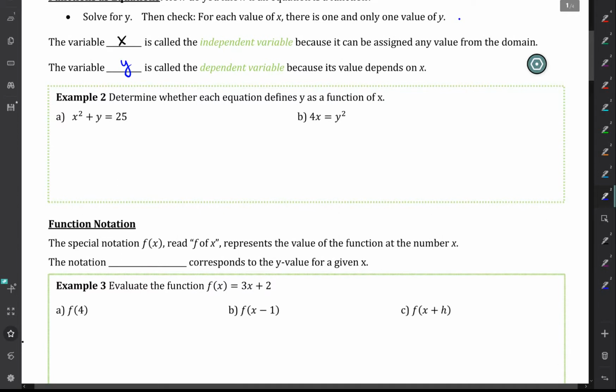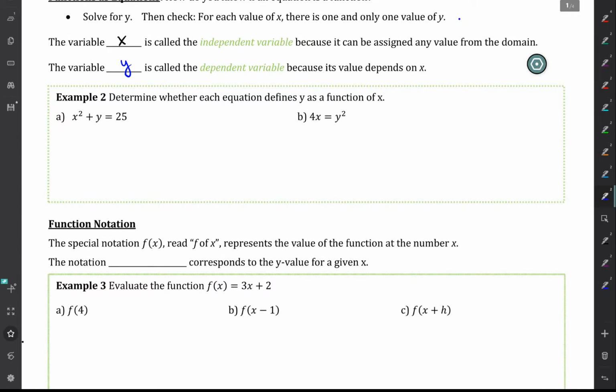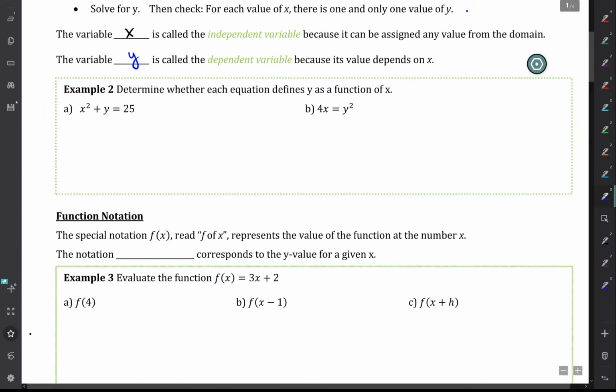So let's do two examples. We're asked to determine whether each equation defines y as a function of x or not. So in the first example, what we want to do is solve for y. So you would subtract x squared from both sides, and you get that y equals 25 minus x squared.